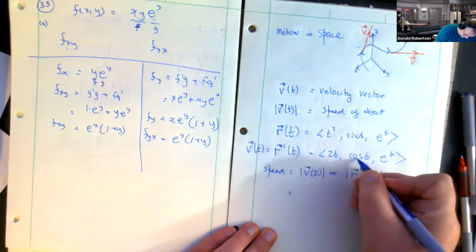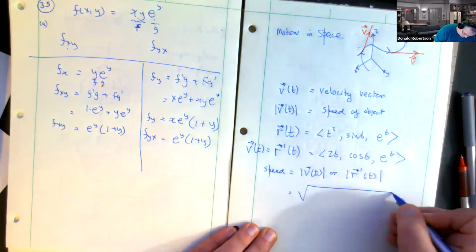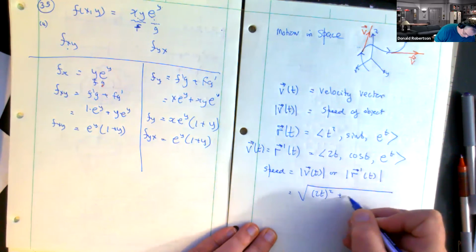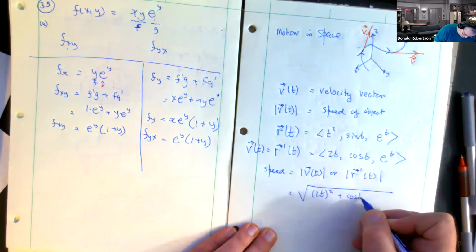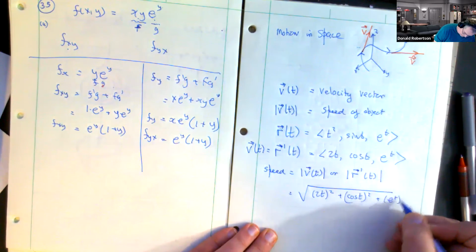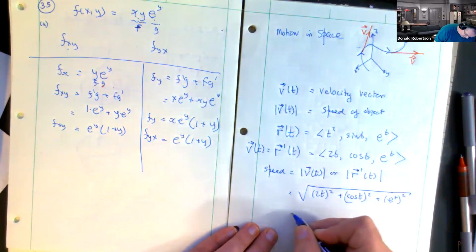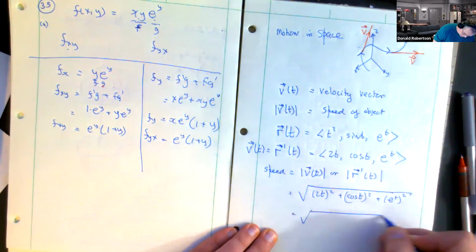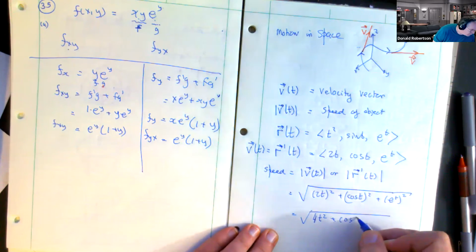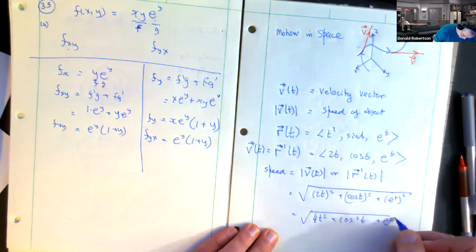Now, if you take this guy and you find its magnitude, it's the first guy squared plus the second guy squared plus the third guy squared. In this case, that would be 4t squared plus a cosine squared plus an e to the 2t.